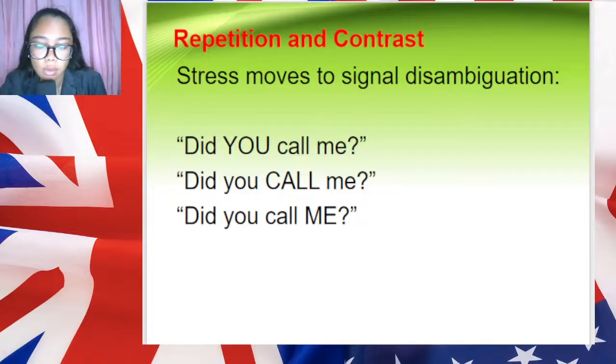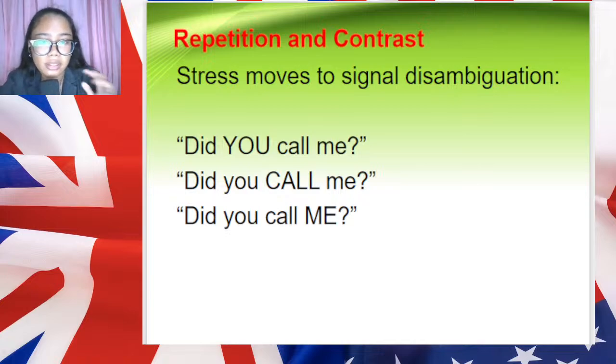Okay, so why does this matter? Well, because this is how spoken English handles contrast as well as correction, even clarification. It lets you emphasize what matters in that moment. It lets you fix a misunderstanding without changing the sentence, and it lets you adjust your meaning in real time through stress.